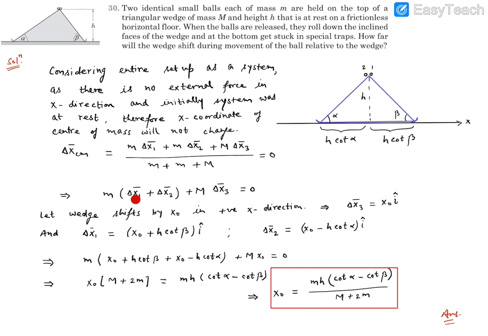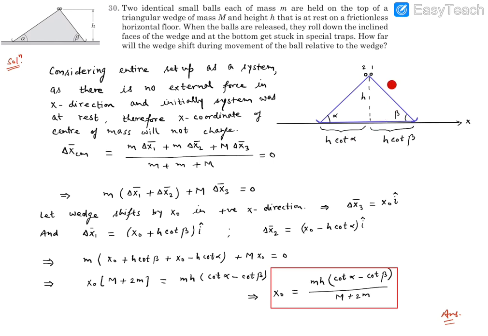Now this delta x1 is the displacement of the first particle with respect to ground. Delta x2 is the displacement of the x coordinate of the second particle with respect to ground, and delta x3 is of the wedge with respect to ground. Of course, only on the x coordinates. Now we are considering that the wedge is shifting, let's say by x naught amount in the positive x direction. So if the wedge goes towards positive x direction by x naught value, that means the delta x3 vector is going to be x naught i cap.